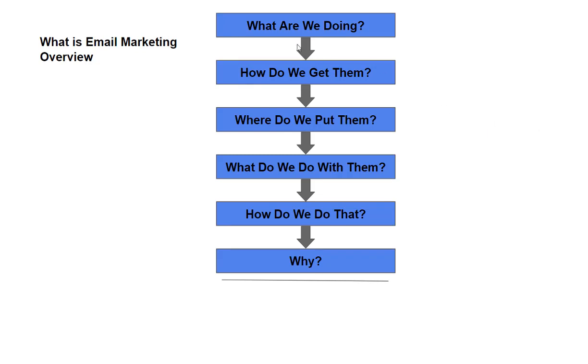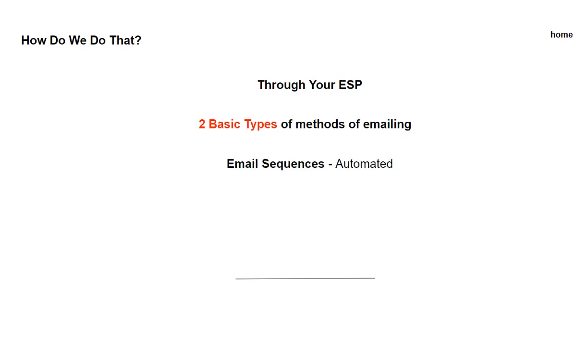So now we know what we're doing, we know what we're getting, we know where we're putting them, we know what we do with them. How do we do that? It's all done through your email service provider. There are two basic methods of emailing. The first is an email sequence, and this is automated.